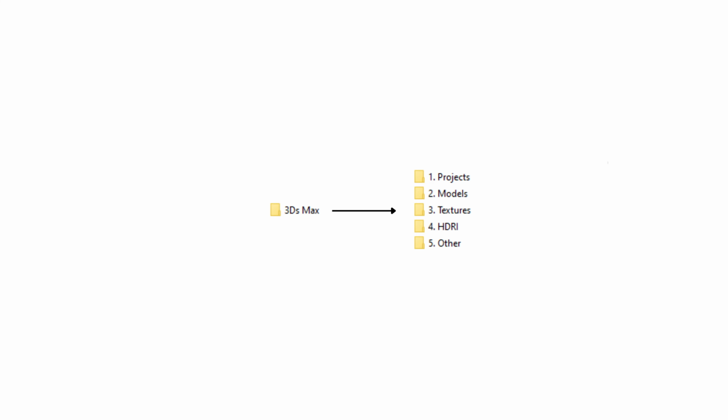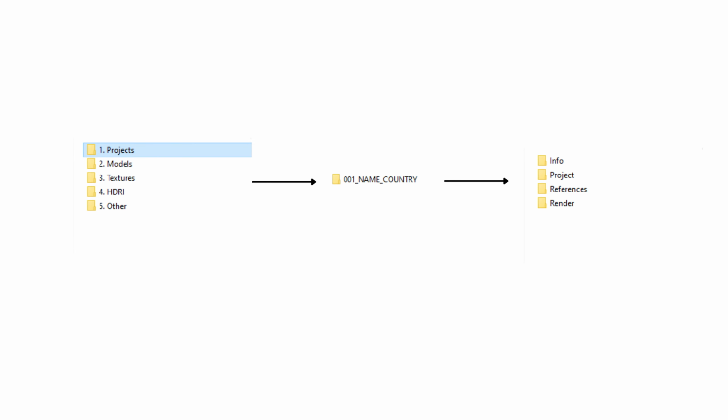Now, let's dive into how you should set up your file system. Your main 3ds Max folder should look like this. The projects folder is the heart of your work. Here's how it should be organized. Let's break this down folder by folder.